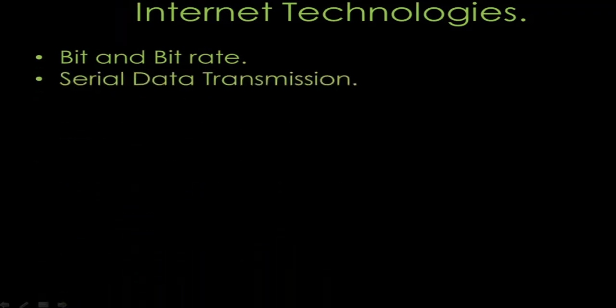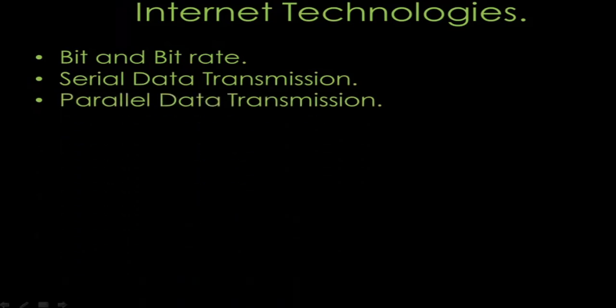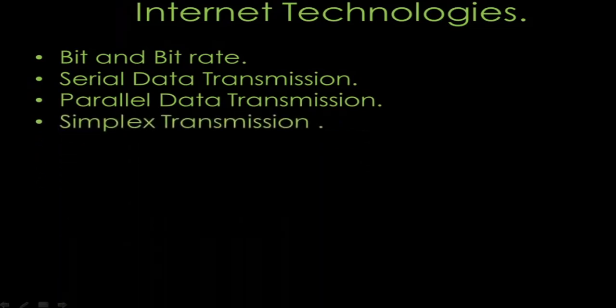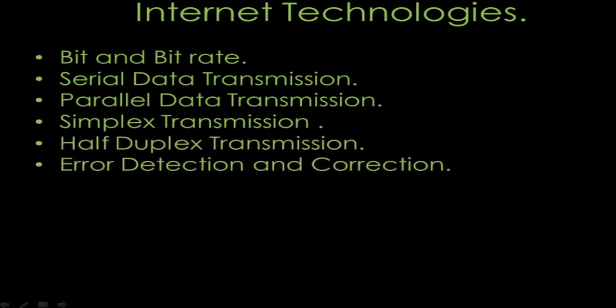The second chapter, communication and internet technologies, is about bit and bit rates. We will discuss serial data transmission, where you are sending one bit at a time to another computer or device. The parallel data transmission, where you can send multiple bits of data at the same time. Simplex transmission, of course we'll be learning half duplex and error detection and correction when you're sending data from one computer or one device to another.